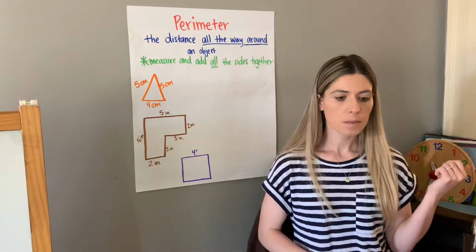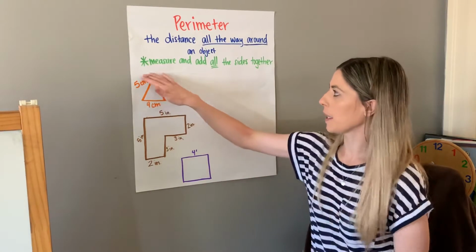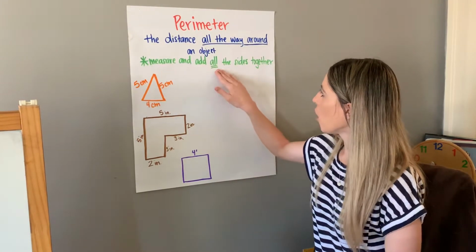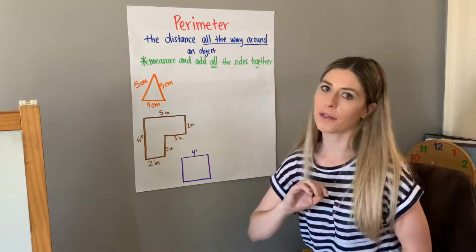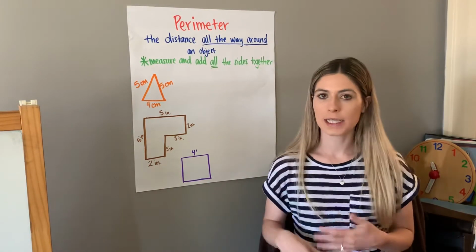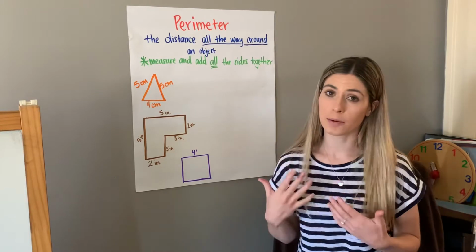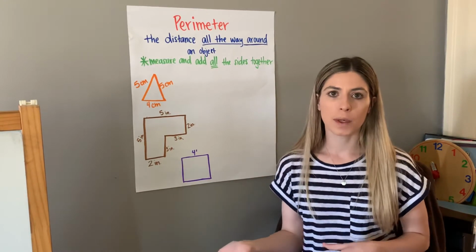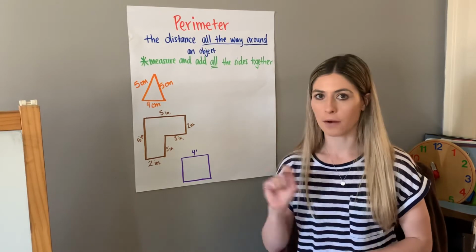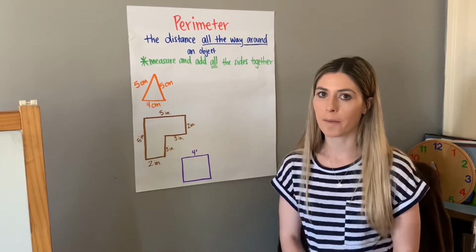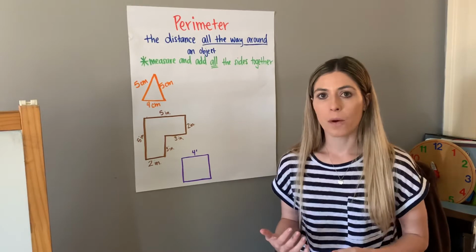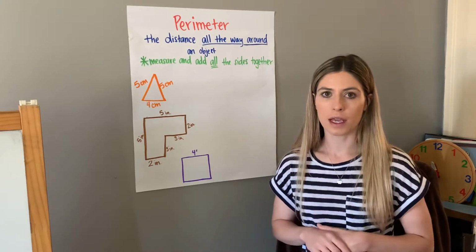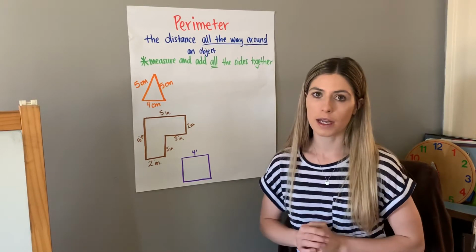So my tip here is to measure and add all the sides together. So actually on your worksheet today and what I'm going to show you, all the sides are measured for you. They give it to you, but in the future you will measure them yourself to figure out how long the different sides are.